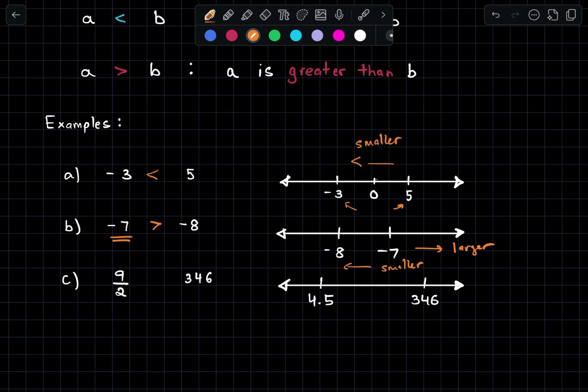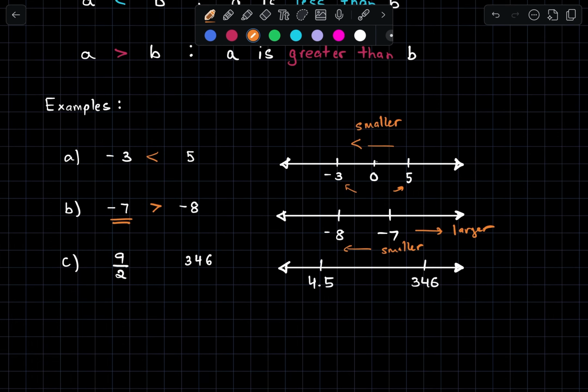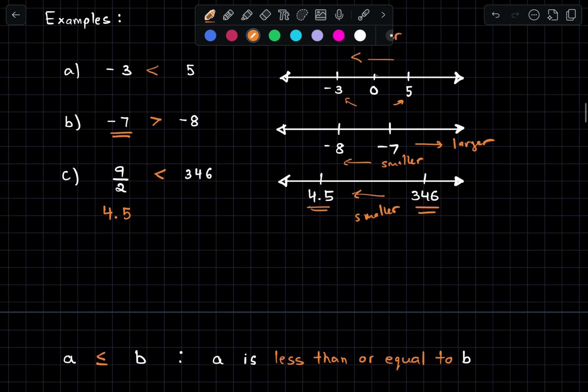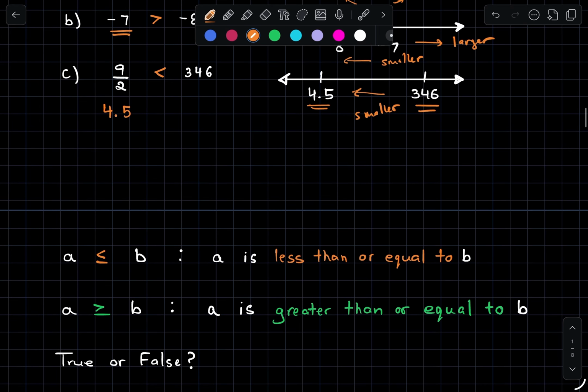And finally, we can have a comparison between numbers like this, between 9/2 and 3/46. So remember, 9/2, we can represent this as something like 4.5. This is a number that might be a little bit easier to reason with. If we were to plot 4.5 and 3/46, well, obviously, we can see that this is a much smaller number than 3/46. So we're going to put that as less than. Okay, so those are some basic examples to start off with.